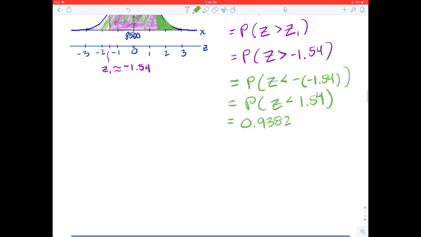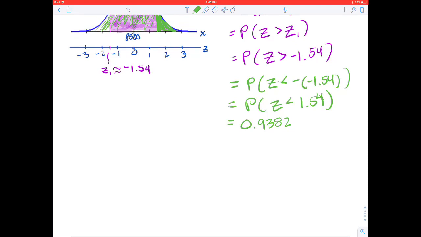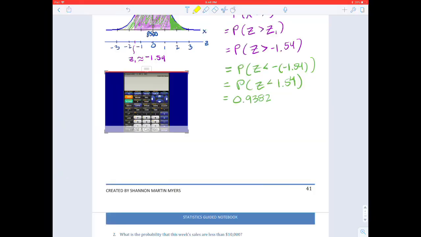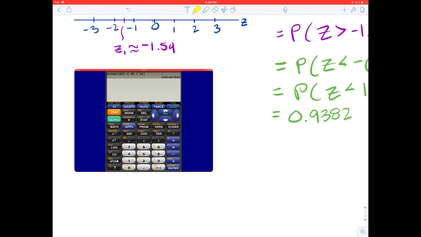Okay, well, you're probably saying, what about the calculator? So here we go. Let's look at how we would use the calculator. You go to second, and then distribution. We pressed second and then distribution, which is the second command on vars.